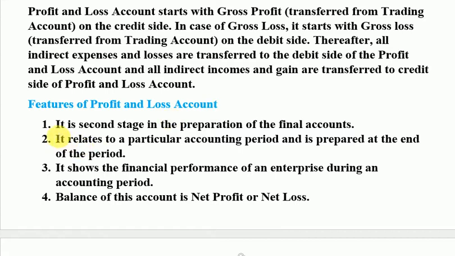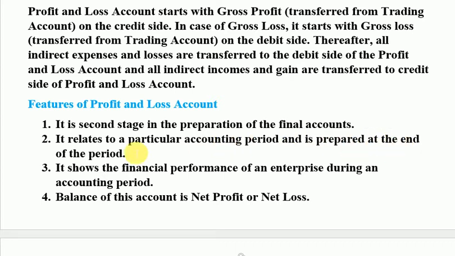The first feature says it is the second stage in preparation of final account. As we had already discussed in earlier classes, the financial statement is also known as the final account, and this is the second stage. The first stage is your trading account, and the profit and loss account is the second stage of preparation of final account. Now point number 2 says it relates to a particular accounting period and is prepared at the end of the period.